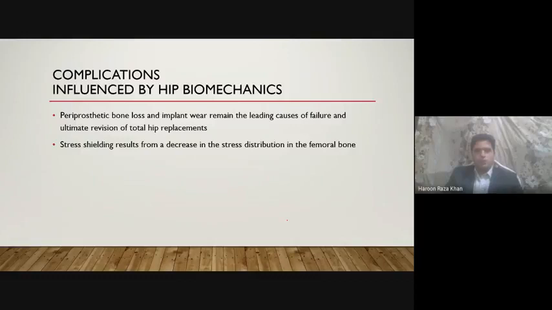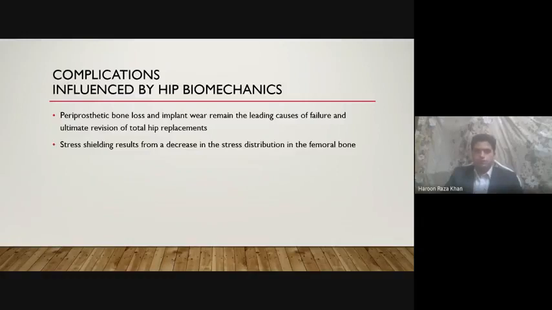The complications influenced by hip biomechanics. Now, class, it should be obvious to you, and a very important fact must be exposed to you, why you should study the hip forces. Because the study of hip forces influences the mechanics of the hip replacements. Adequate knowledge of the forces will determine if the implant will be successful or not.